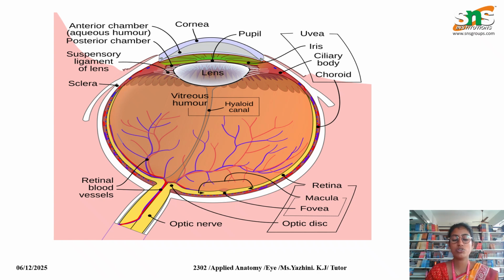The outer fibrous layer contains the sclera. The sclera is the white part of the eye. The cornea is the transparent front part. The sclera gives the shape and protection, while the cornea allows light to enter and helps in focusing. The middle vascular layer includes the choroid, ciliary body, and iris. This layer provides nutrition and controls light entry. And the inner nervous layer, the retina, detects light and converts it into nerve signals.